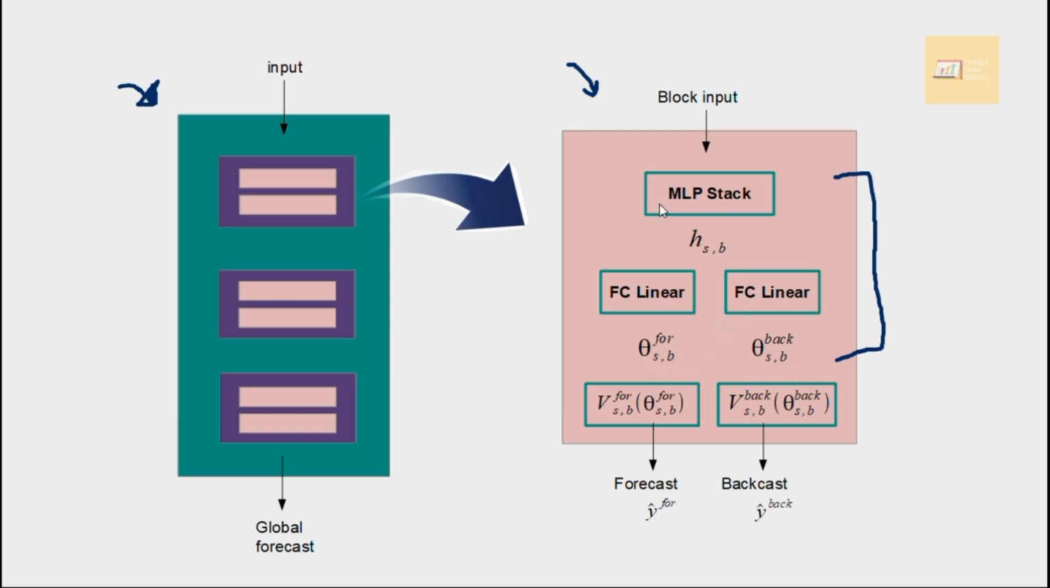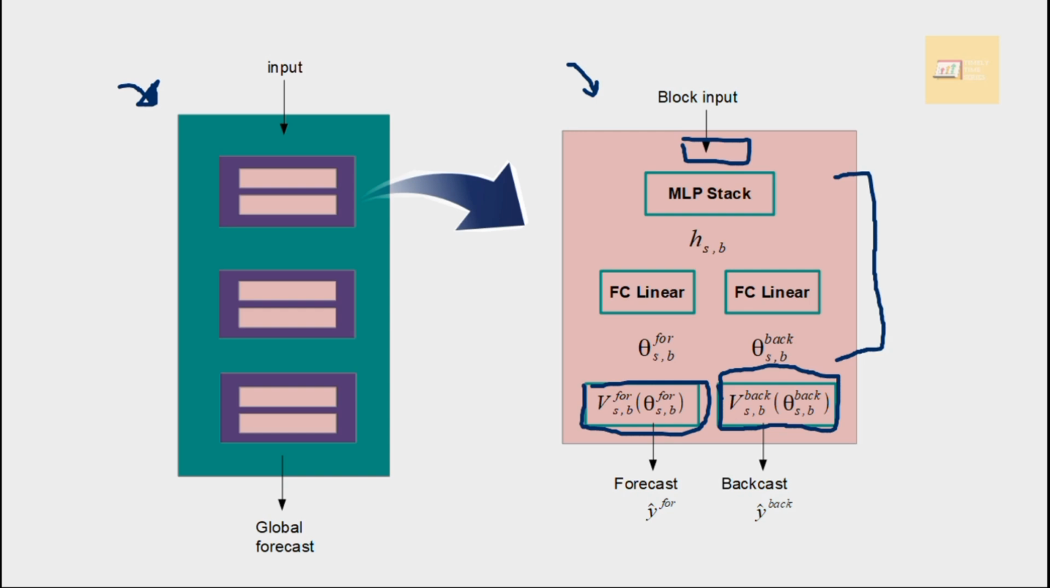In NHITS though, before the block input goes to an MLP stack, the input is filtered by a certain sampling rate. And then instead of using basis expansion layer, they use time interpolation. We have two such parts. One is for generating the forecast and the other for backcast. So that's the only difference between NBEATS, NBEATSx, and NHITS.